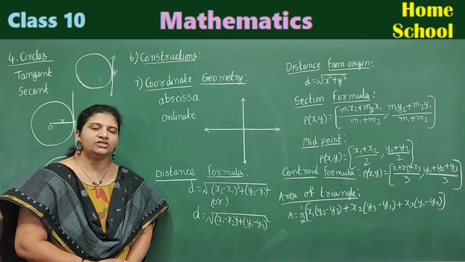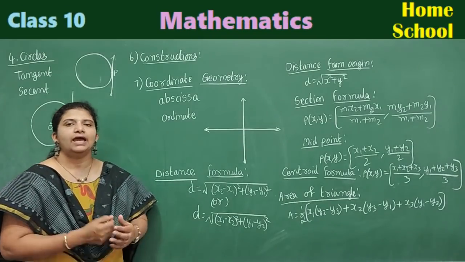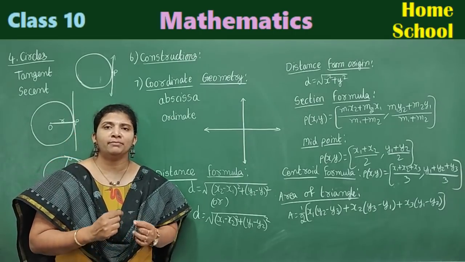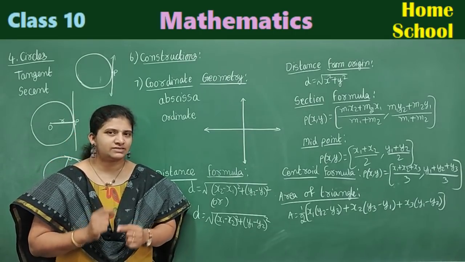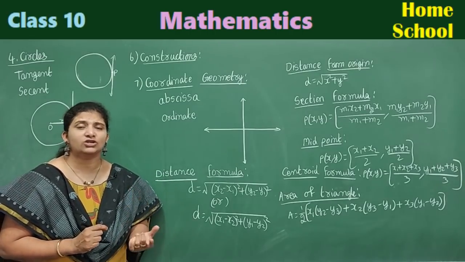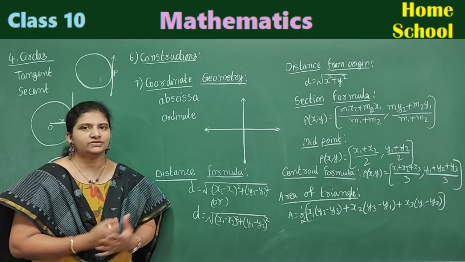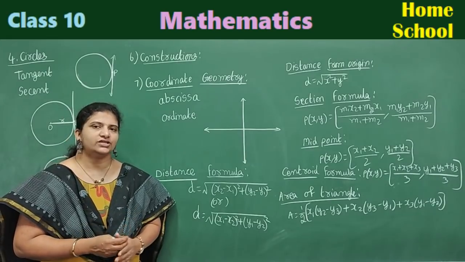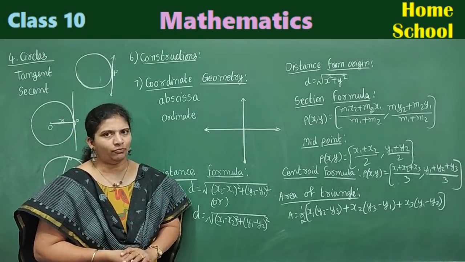Coming to your next chapter, chapter number 4, circles. About circles, you know the minimum points. That is, what is the center, radius, diameter, chord, and what is the biggest chord of a circle. These all things you know. Now today in this session, we are going to learn 4 or 5 points.